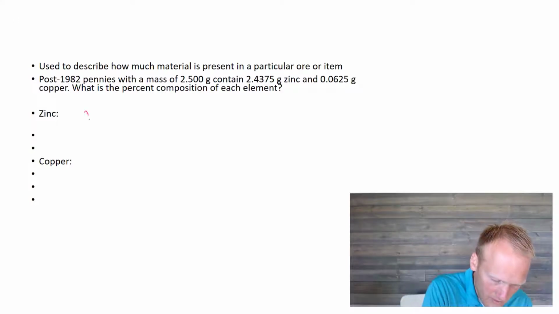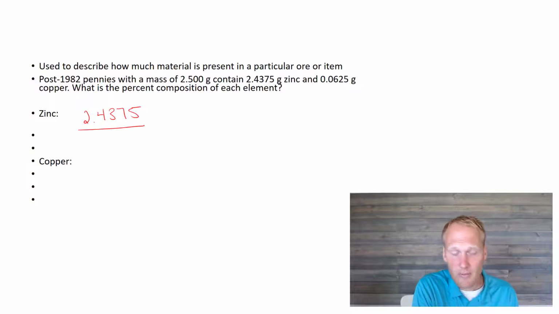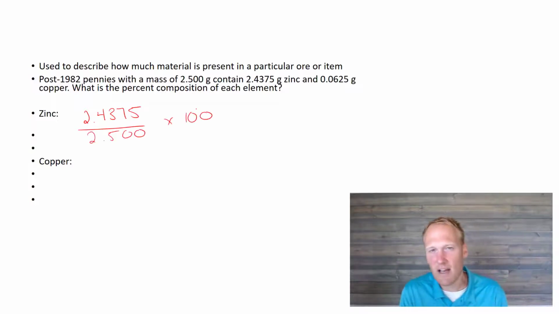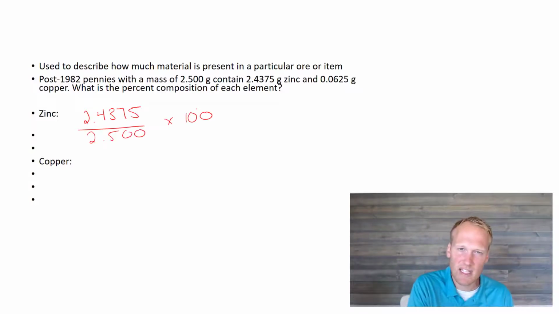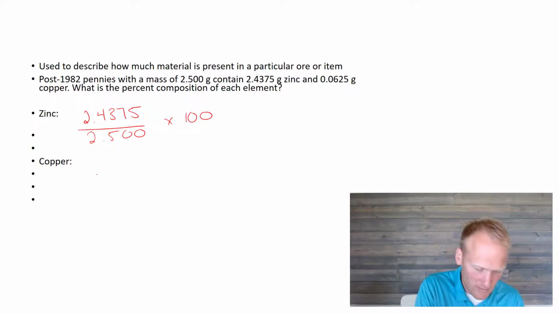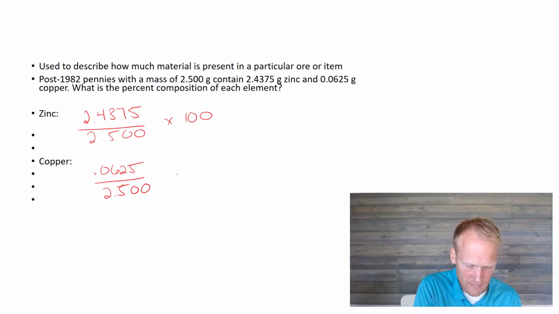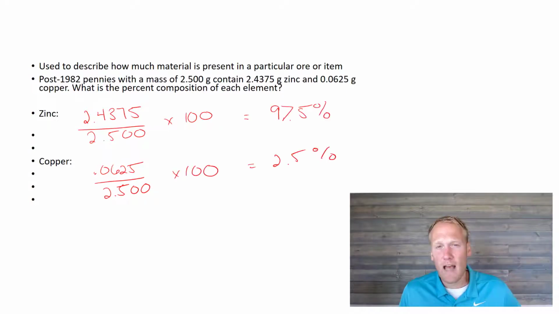We put the part that is zinc over the total mass, and then we'd multiply by 100 to take the percentage from decimal form to percent form. We'd also take the part that is copper, put it over the total mass, and multiply by 100. After we work through that math, you can see that we have 97.5% zinc and 2.5% copper.